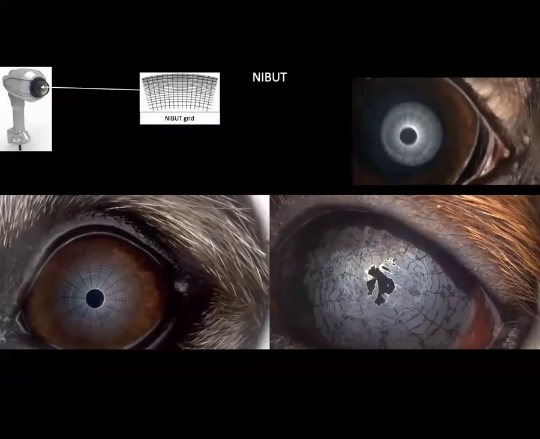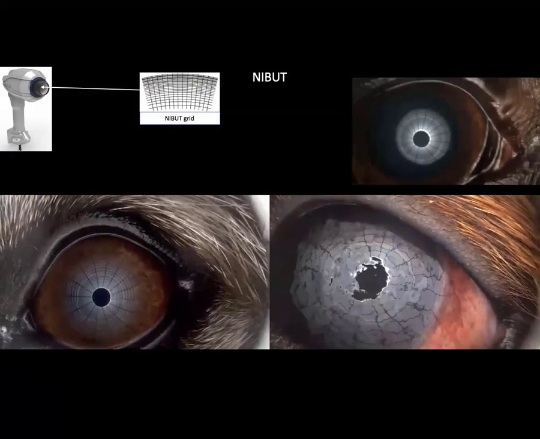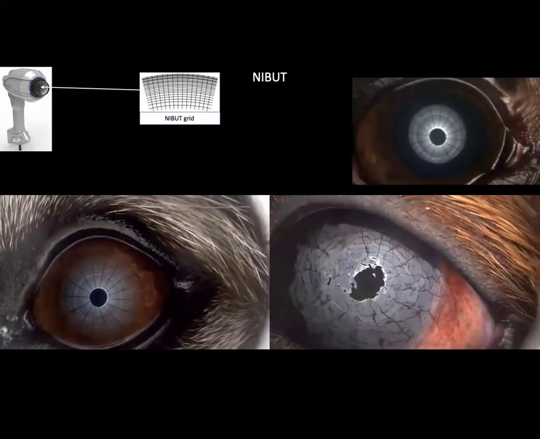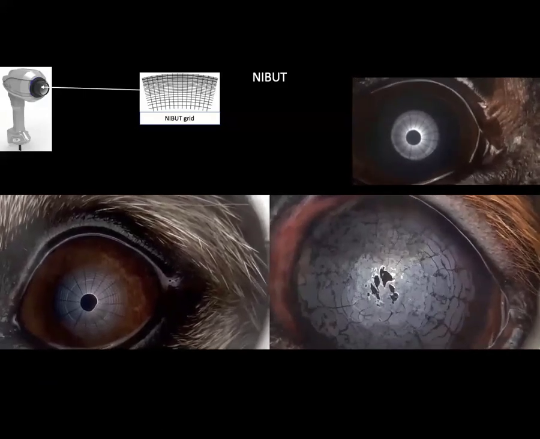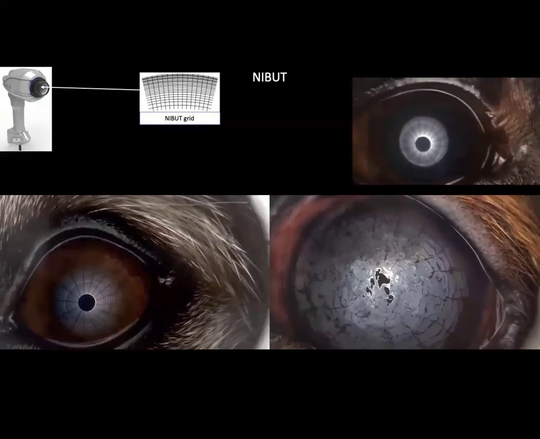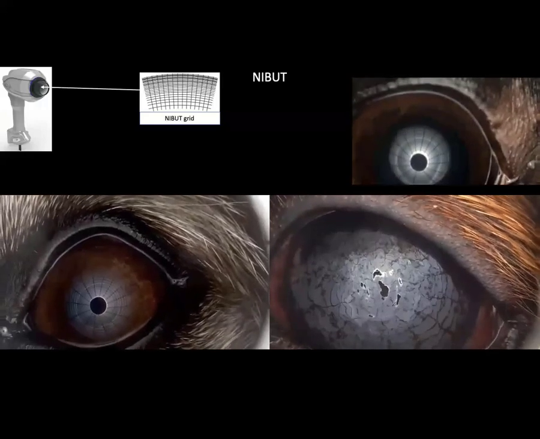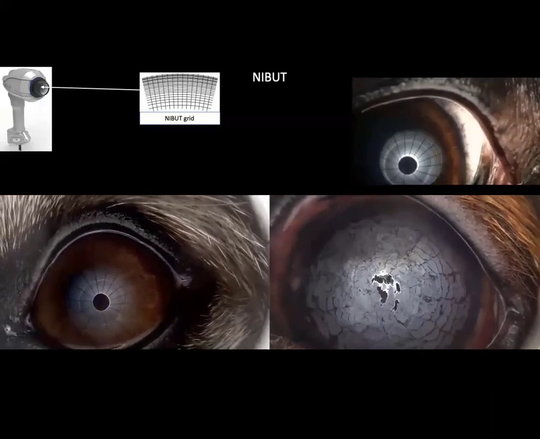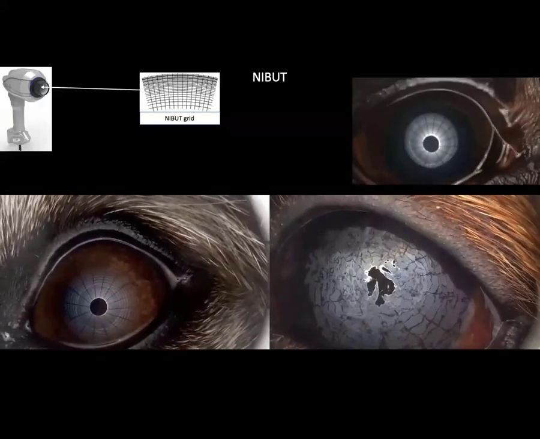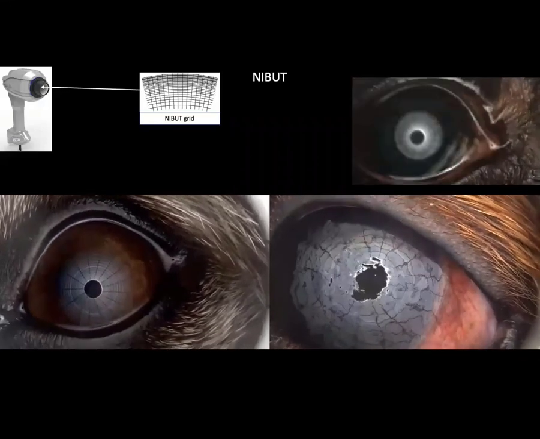We add a NIBUT grid to the instrument to project lines and concentric circles over the tear film lipid layer. In most cases, continuous eye and third eyelid movement prevents NIBUT evaluation. In any case, we can use the images to evaluate ocular surface topography, as is very visible in the bottom right picture.